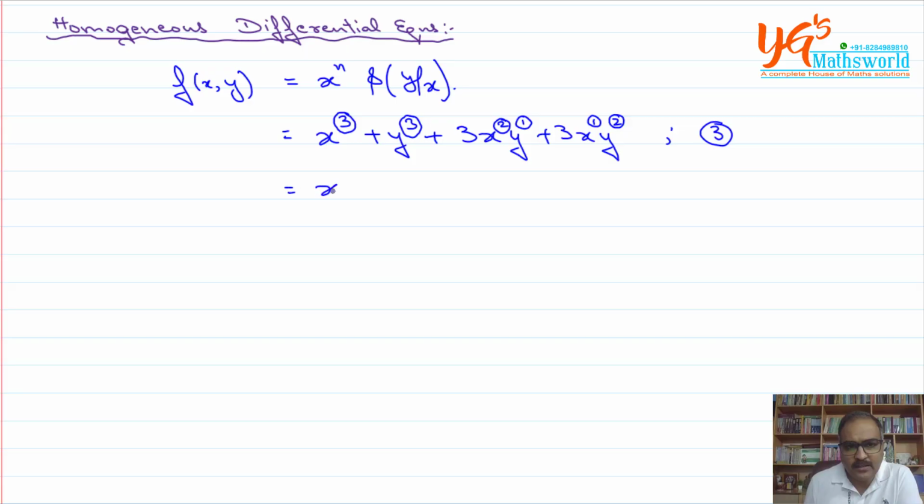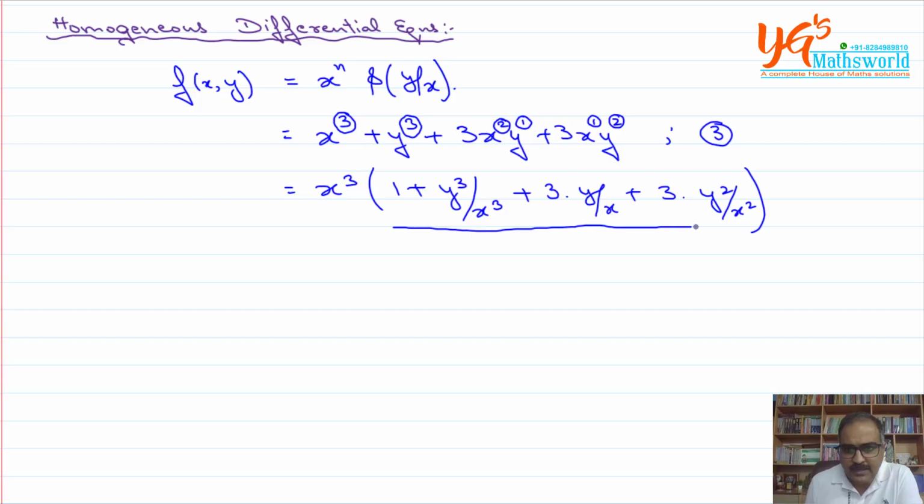So I can take x cube common. It will be 1 plus y cube over x cube plus 3 times y upon x plus 3 times y square upon x square. That means every term in this bracket is expressed in the form of y upon x. So it is x cube times a function of y upon x. So it is a homogeneous function in x and y of degree 3. So basically homogeneity means this thing.